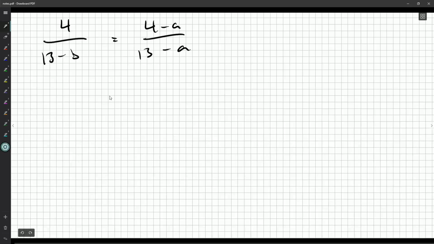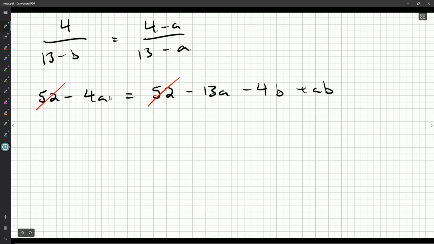Multiplying both sides through, we'll get 52 minus 4a is 52 minus 13a minus 4b plus ab. So the 52s will cancel out. And let's bring all the ab's over to the side. So we'll get 9a minus ab is negative 4b. Rats. So we haven't learned anything new because it's going to give me the exact same relationship.